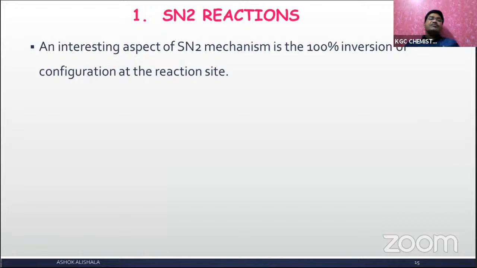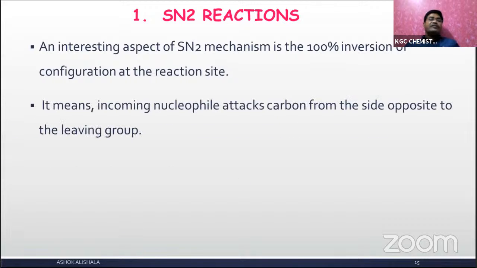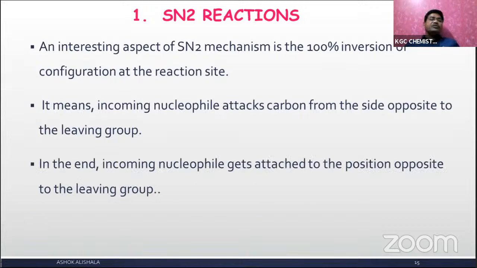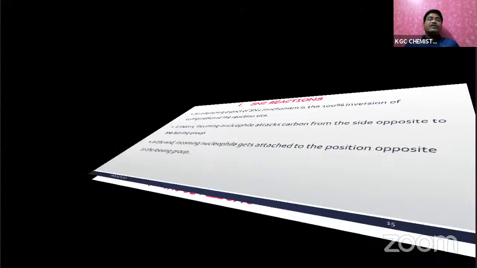An interesting aspect of SN2 mechanism is 100% inversion of configuration at the reaction site. It means the incoming nucleophile attacks the carbon from the side opposite to the leaving group. This is a very important stereochemistry of SN2 reaction. In the end, the incoming nucleophile gets attached to the position opposite to the leaving group.